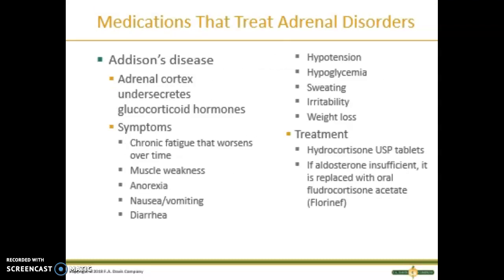Adrenal disorders cause either too much or too little hormone to be secreted. So we're going to look here at Addison's disease, and this occurs when the adrenal cortex under-secretes glucocorticoid hormones and causes chronic fatigue, muscle weakness, anorexia, nausea, vomiting, diarrhea, hypotension, hypoglycemia, sweating, irritability, and weight loss. Addison's disease is treated with oral hydrocortisone, which is a synthetic corticosteroid.